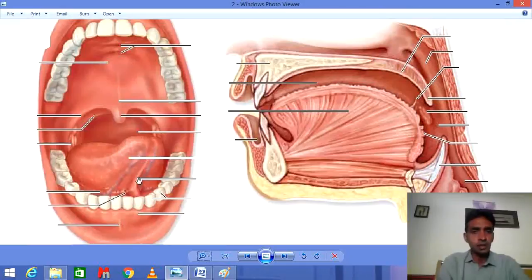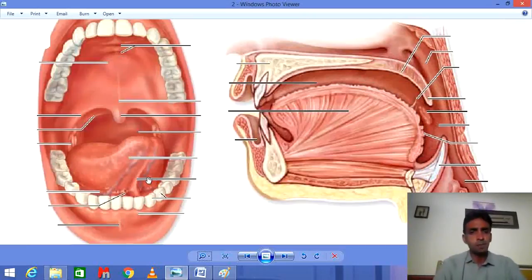This is the frenulum of the tongue, which connects the tongue with the lower part of the oral cavity, with the gums. The function of the lingual frenulum is to connect the tongue with the gums, and the function of this one, called labial frenulum, is to connect the lips with the gums. Okay. Some glands are also there inside the oral cavity.